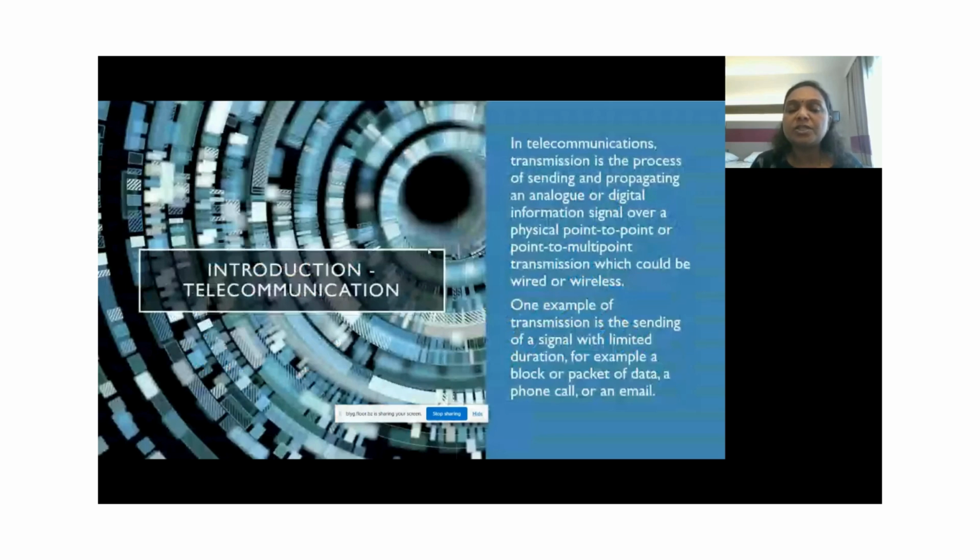A short introduction about telecommunication. In telecommunication, transmission is the process of sending and propagating an analog or digital information signal over physical point-to-point or point-to-multipoint transmission, which could be in wired or wireless format. One example of transmission is the sending of a signal with limited duration, for example, blocks or packets of data, or even a phone call or an email.